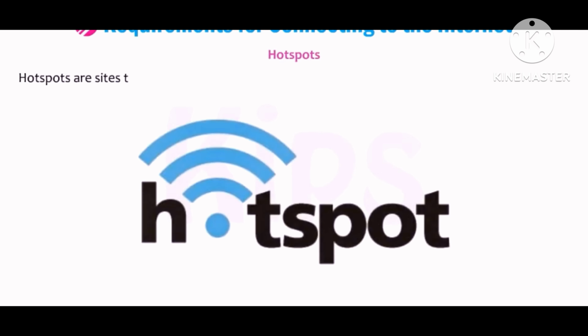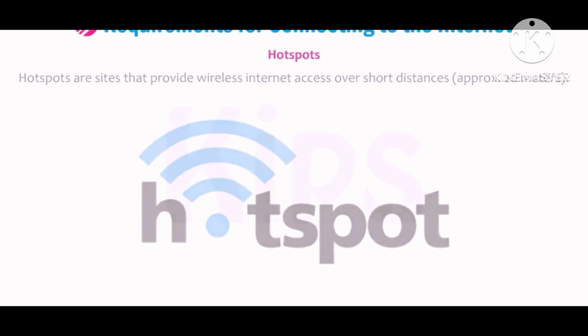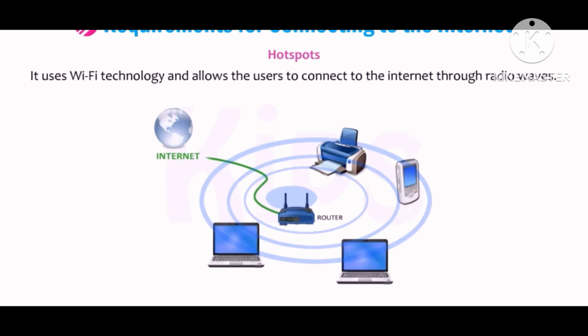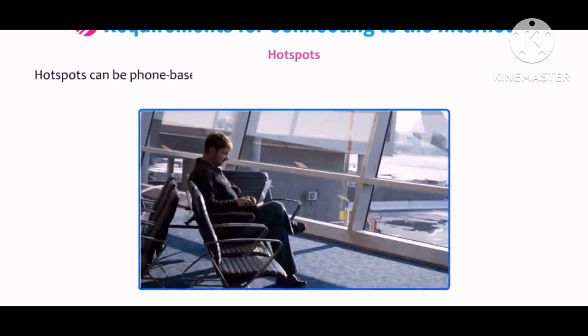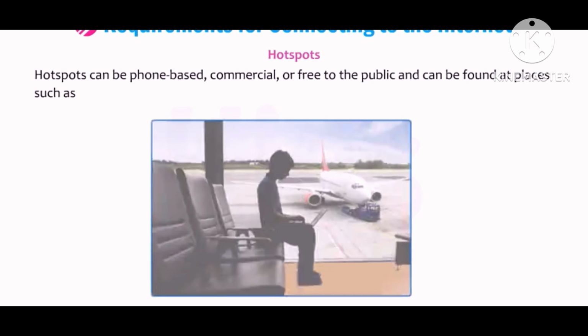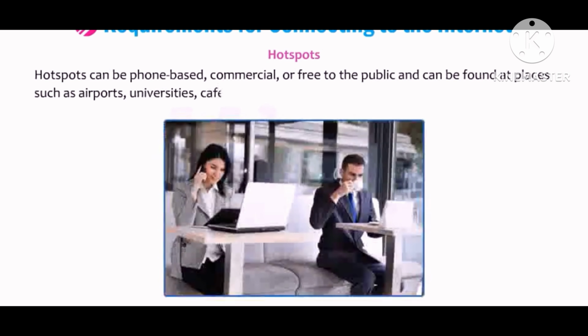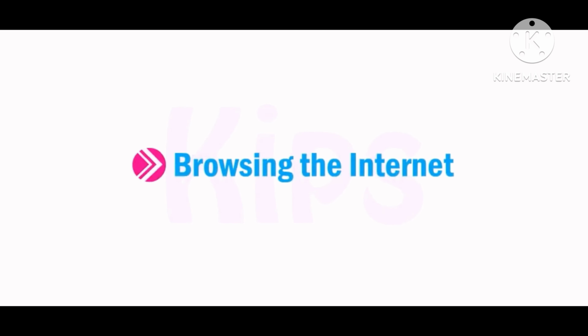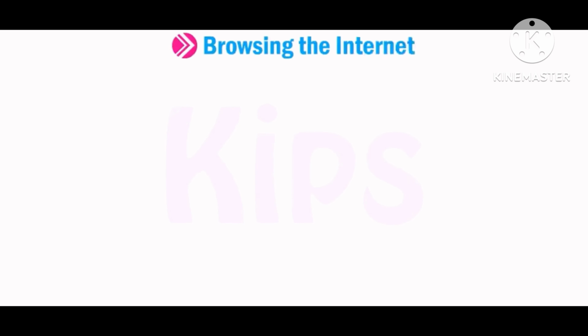Hotspots. Hotspots are sites that provide wireless Internet access over short distances, approximately 20 meters. It uses Wi-Fi technology and allows the users to connect to the Internet through radio waves. Hotspots can be phone-based, commercial, or free to the public and can be found at places such as airports, universities, cafes, and hotels. Now let us learn how to browse the Internet and use links.